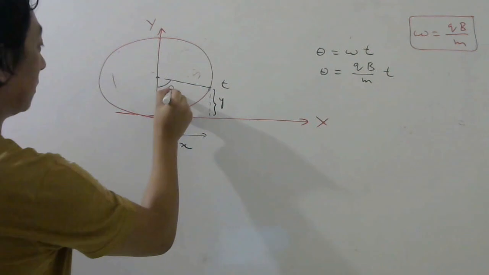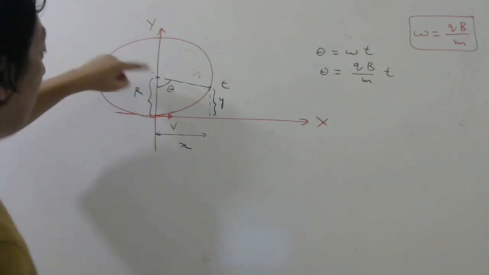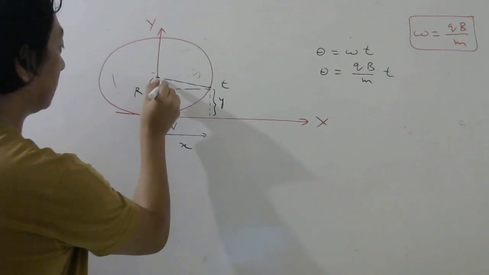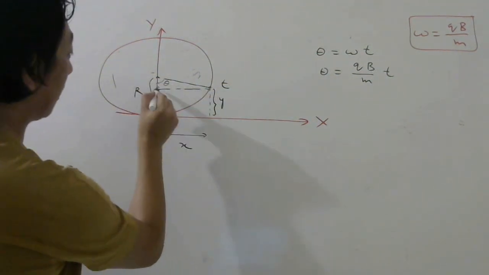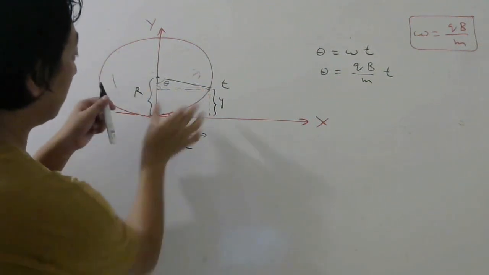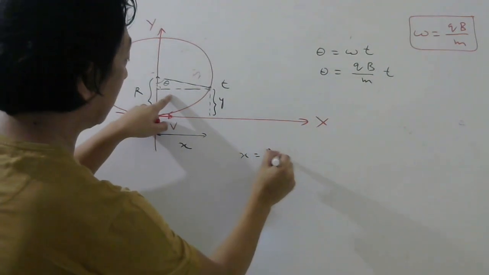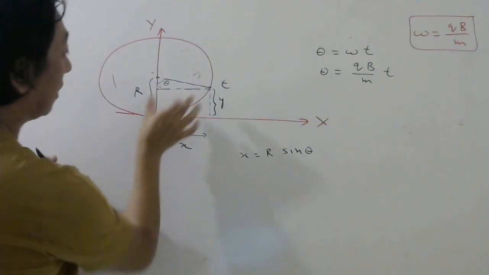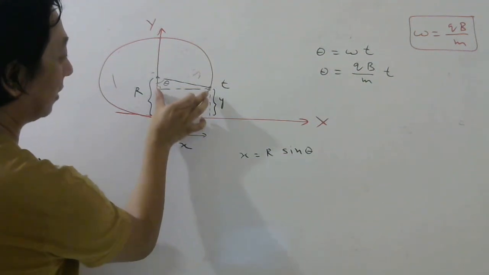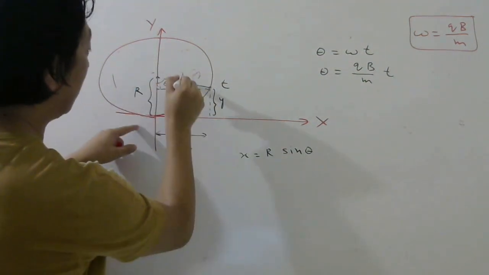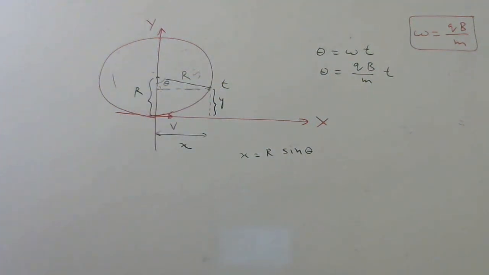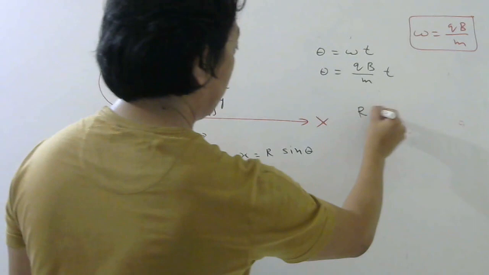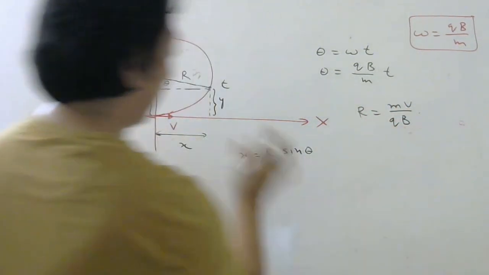Now how will you find the x coordinate? This is the radius. Remember, the center is somewhere here. So to find the x coordinate, you just draw this line. And this is your theta, right? You can see this is a right angle triangle, this is 90 degrees. So this x coordinate is the opposite side of this angle. So the x coordinate will be r sin theta, because this is theta, the angle turned by the radius, which is given by this formula. The hypotenuse is the radius. So r you know, theta you know from here, substitute here, you will get x. And if you forgot the formula for r, it is mv by qB. So x will be given by this formula.